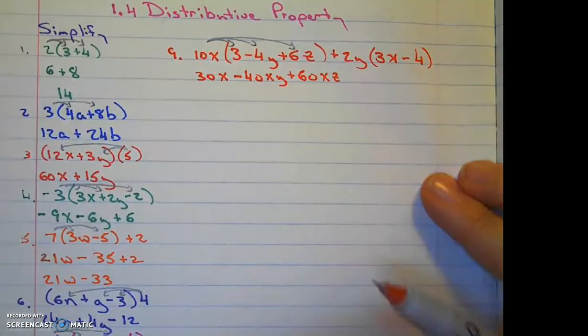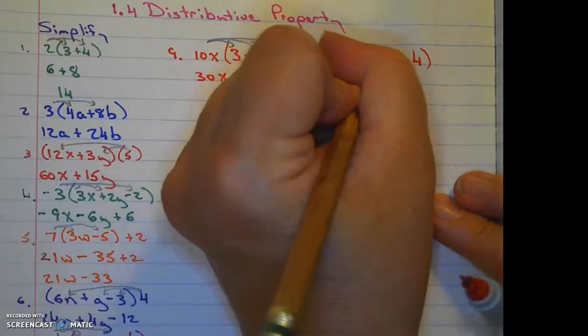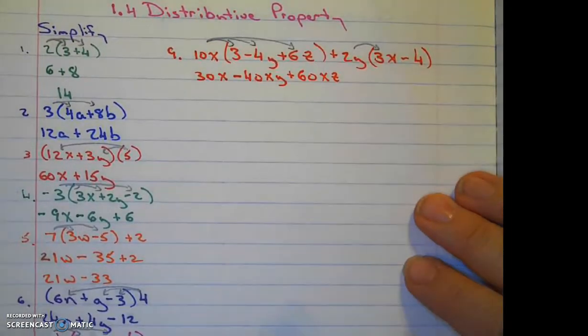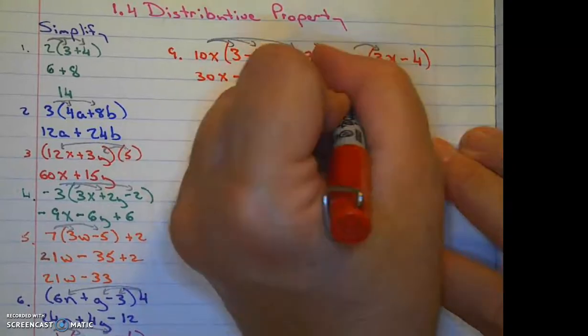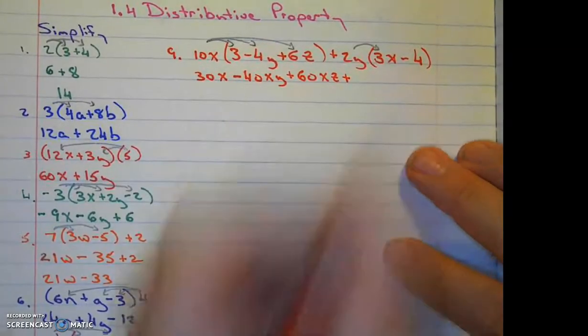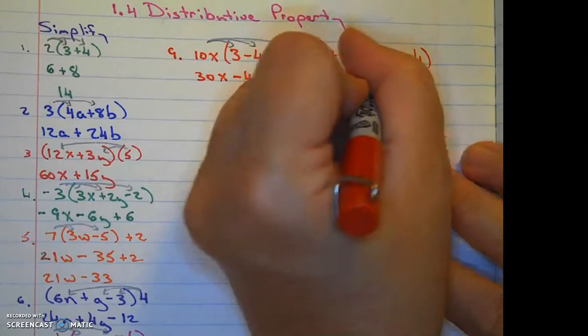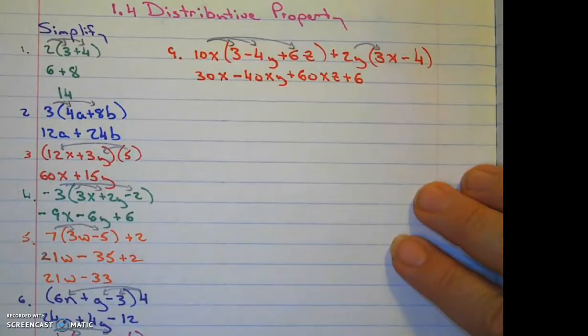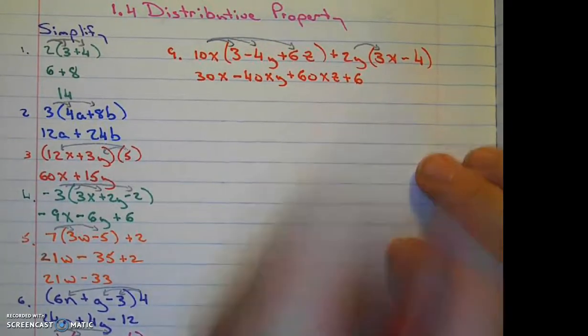Next, we have this 2y times 3x. Well, positive times positive, we get to write a plus. 2 times 3 is 6. When you do this y times x, switch this over to alphabetical order. So let's do xy.